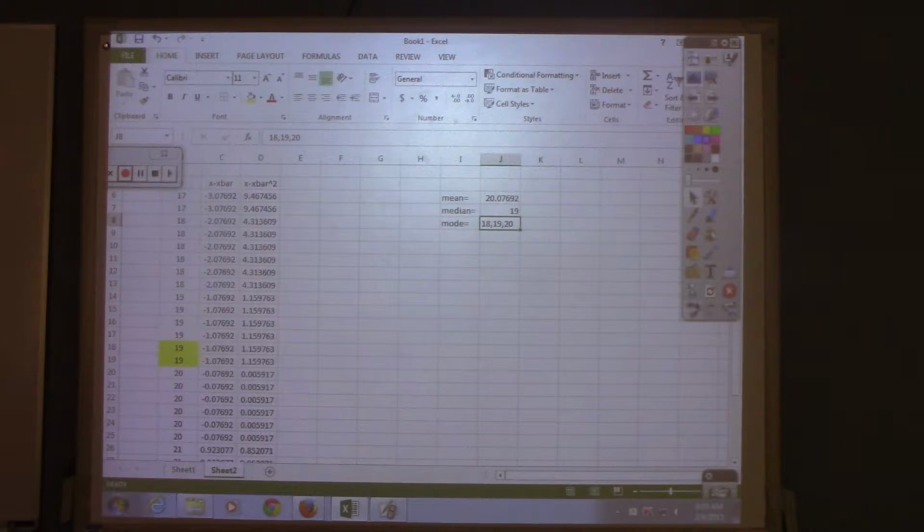Now, why do you think the mean and the median is so close? Because you have 3 what? 3 modes. That's why it's so close.